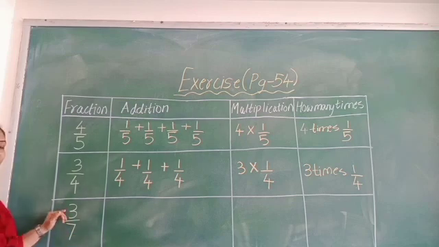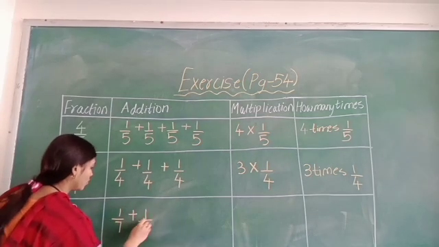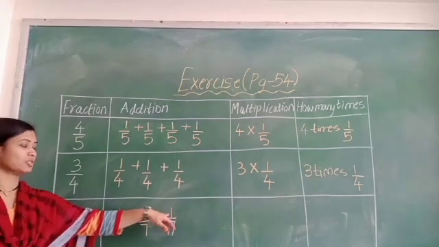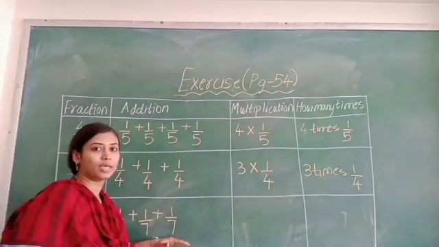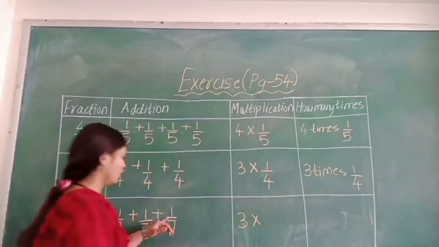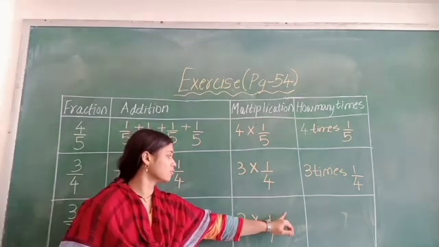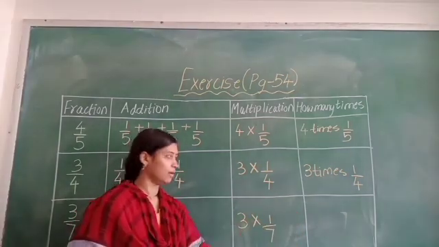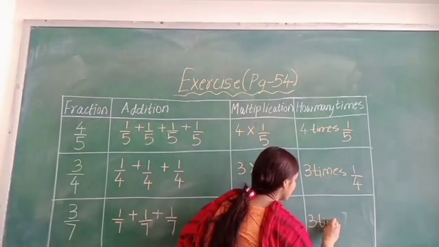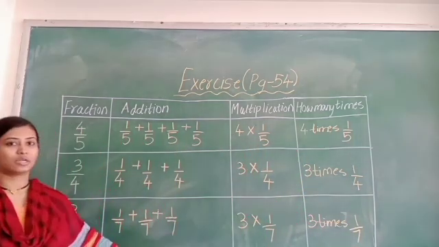Now here, what is the fraction given? 3 upon 7. So how many times will you write? 3 times. So we will write 1 upon 7 plus 1 upon 7 plus 1 upon 7. 3 times, so the sum will be 1 plus 1 plus 1, which is 3 upon 7. The denominator will be the same. So here we will write 3 multiplied by 1 upon 7. 3 multiplied by 1 will be equal to 3 and the denominator will come the same as it is, 7. And what will we write here? How many times? It is 3 times. So here we will write 3 times 1 upon 7. In this manner you have to complete this table.